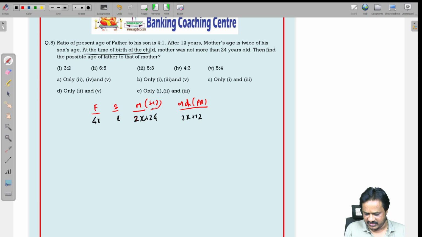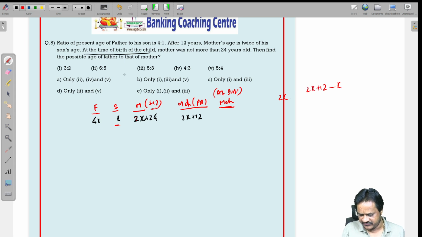At the time of the birth of the child, mother's age, we should subtract this x from 2x plus 12, minus x. Therefore, it will be equal to x plus 12. Now we have the mother's age at 3 stages. One, mother's age after 12 years, 2x plus 24. The second one, mother's present age, 2x plus 12. Mother's age at the time of the birth of the child is x plus 12.